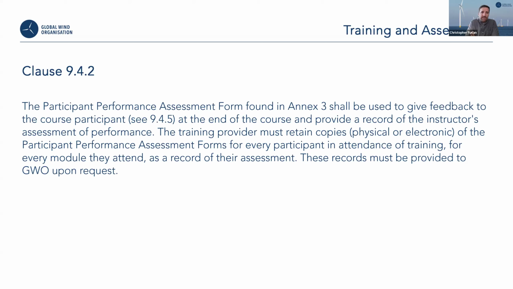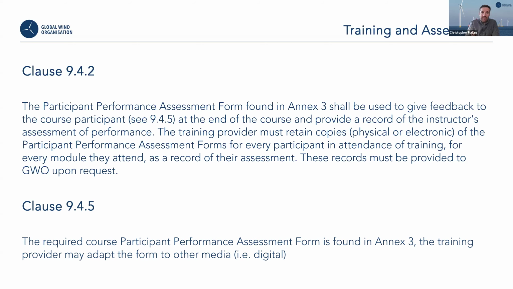The participant performance assessment form in Annex 3 should be used to give feedback to course participants at the end of the course and provide a record of the instructor's assessment of performance. The training provider must retain copies, physical or electronic, of the participant assessment forms for every participant in attendance of the training for every module they attend as a record of their assessment. These records must be provided to GWO upon request. So if someone's participating in the BST, there must be a separate form for each module. So each module results in a WINDA training record. Therefore, there should be a separate assessment for each WINDA training record.